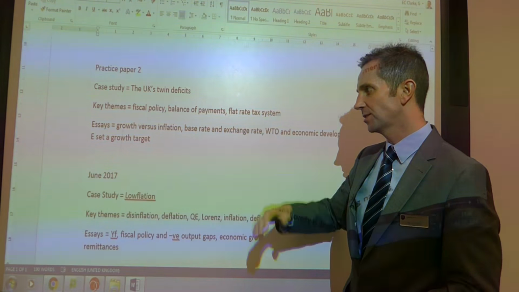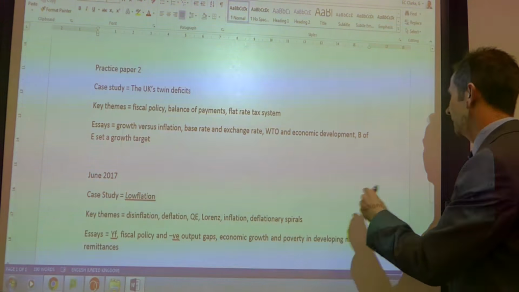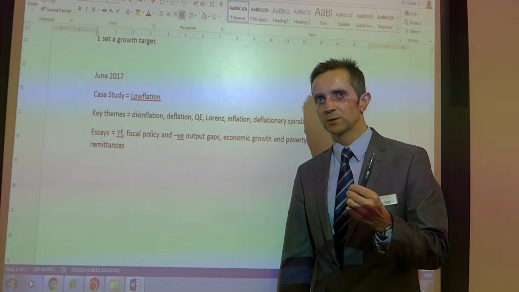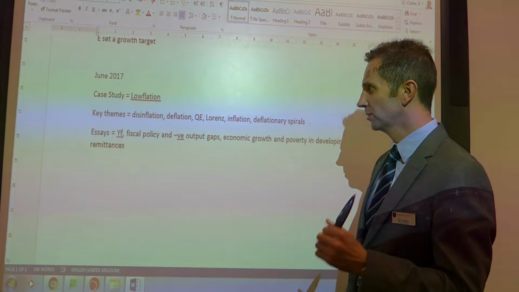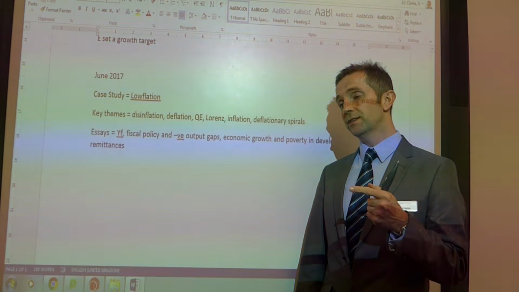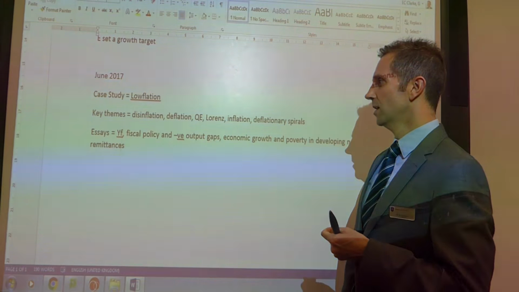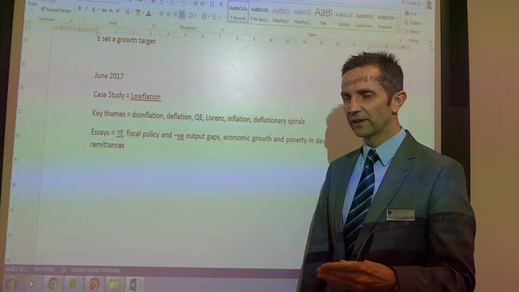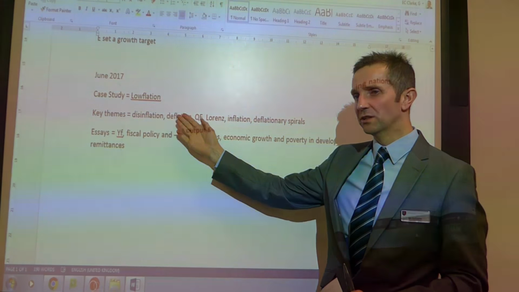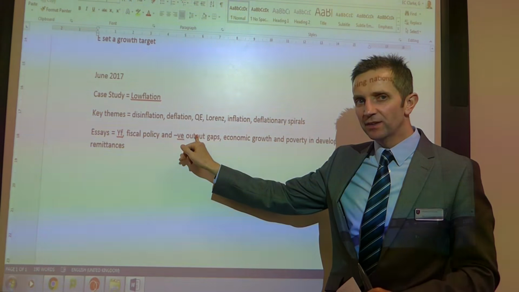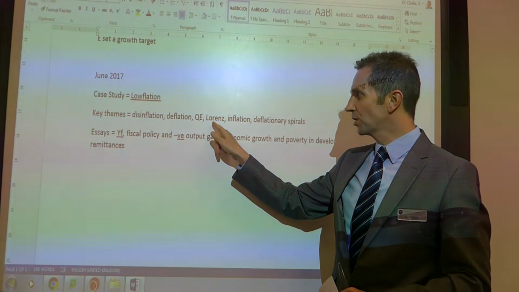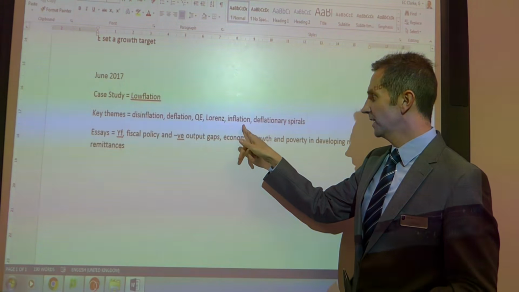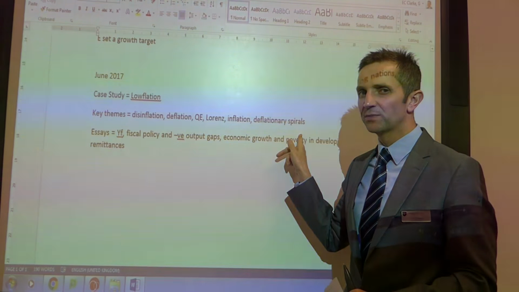and then an evaluate question on flat rate taxes. And then the actual paper last year, an interesting case study, was on what they called lowflation, where the key themes were, as you would expect, monetary policy and inflation, the difference between disinflation and deflation, quantitative easing, the Lorenz curve and the Gini coefficient, asking you to interpret that, inflation, and then deflationary spiral.